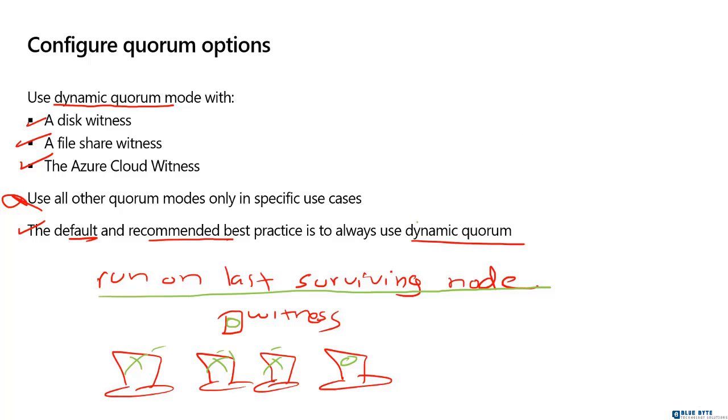And that's what they mean by the term dynamic. It automatically recalculates the quorum anytime there's a failure in the cluster just to make sure a quorum is always achieved.